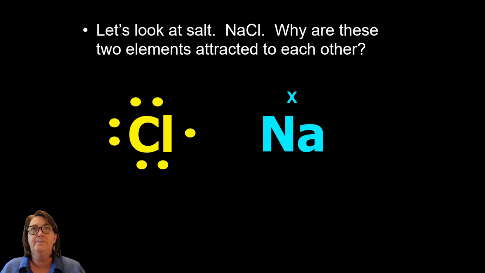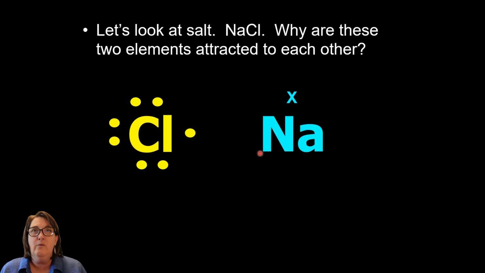So let's look at salt. So I have NaCl. And why are these two elements attracted to each other? These make salt, so they're going to bond together, and the question is, well, why? So I have chlorine, I have 7 electrons, I have sodium that has 1. Is it easier for chlorine to get rid of 7 or to bring in 1?